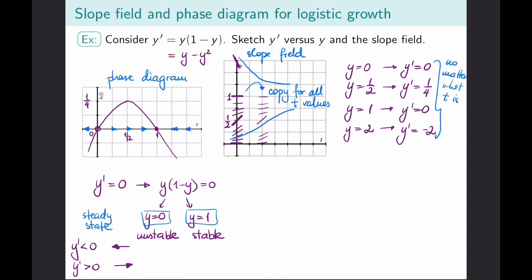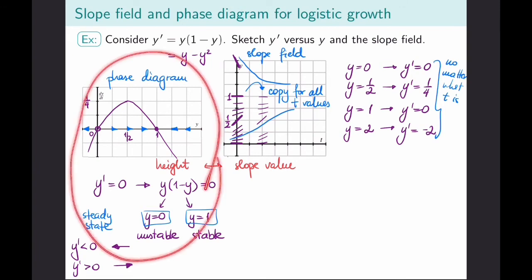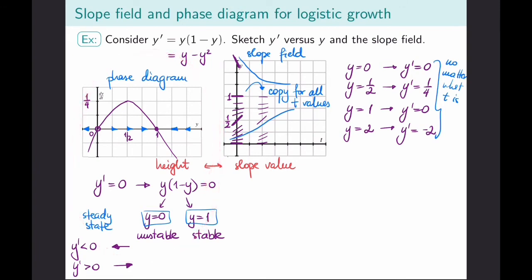This again highlights a very important connection between the phase diagram, where the height represents the slope value, that is what we are sketching on the slope field. The slope field, once again, will give us the general shape of a solution. The phase diagram, though, will give us the stable states and their stability. This equation, being quadratic that it is, and particularly being written in this form, is very reminiscent of the logistic equation we've already seen.